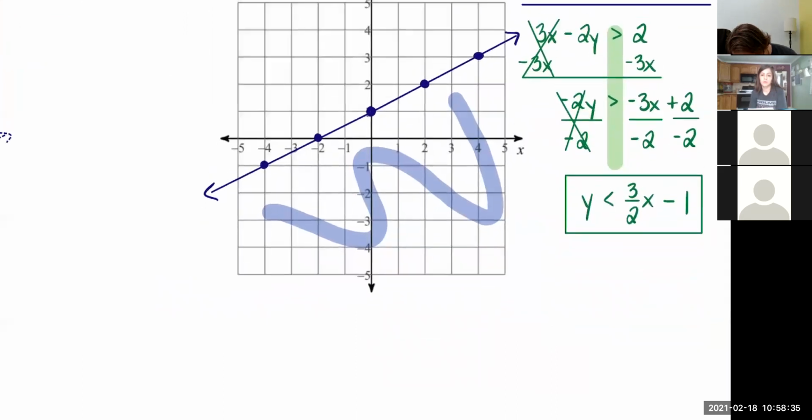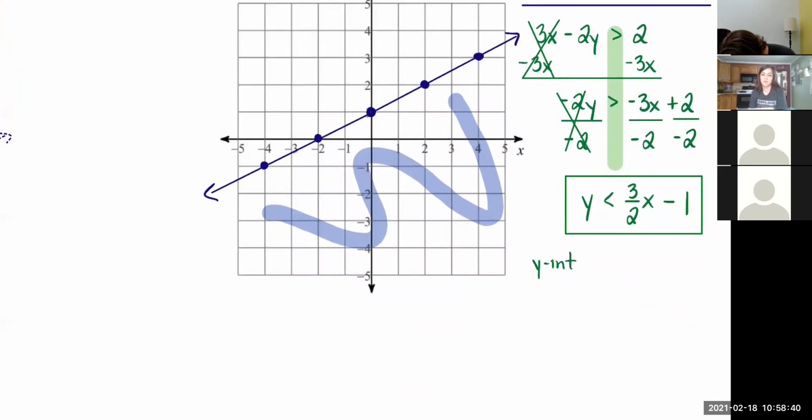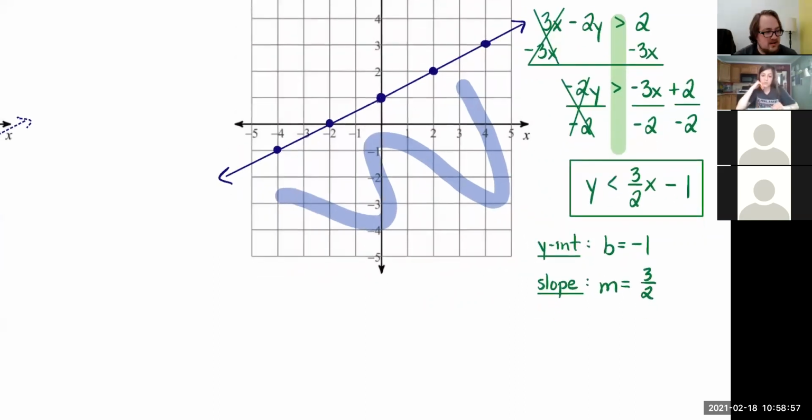So let's see here. Our y-intercept is going to be a negative 1. My slope is going to be that positive 3 over 2. And then our inequality sign, which is a less than symbol, is going to give us a dashed line. And we're going to shade below that dashed line.